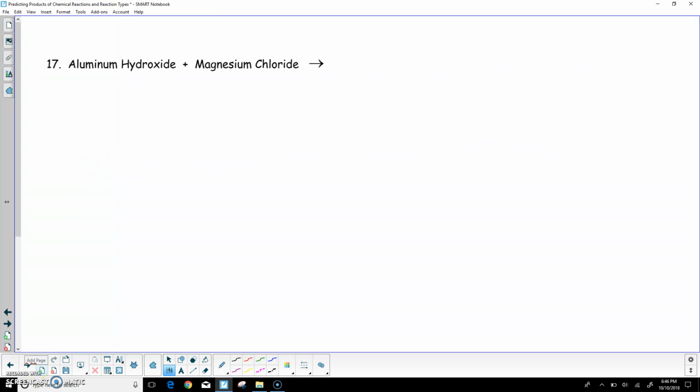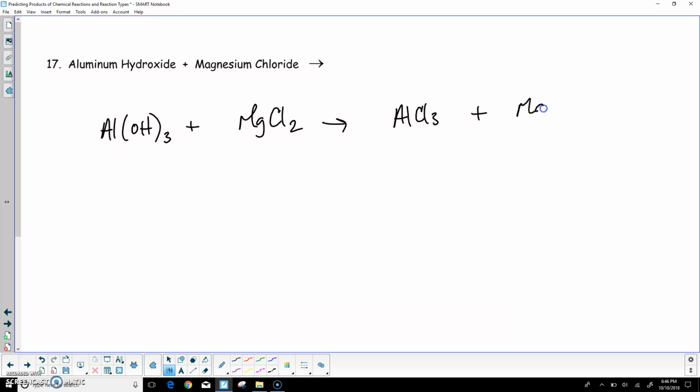Aluminum hydroxide and magnesium chloride. Double replacement because I have 2 compounds. So aluminum hydroxide, aluminum is always 3 plus and hydroxide is 1 minus, so it's Al(OH)3. Magnesium chloride, magnesium is 2 and chlorine is 1, so it's MgCl2. Once again, we're going to switch dance partners. Aluminum is going to go with the chloride, AlCl3. What's left over? Magnesium hydroxide, Mg(OH)2.